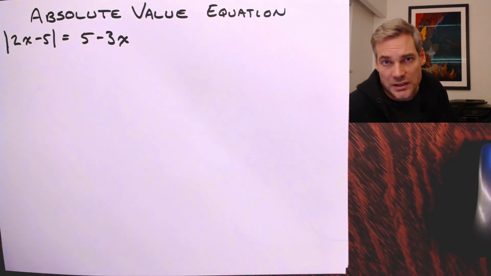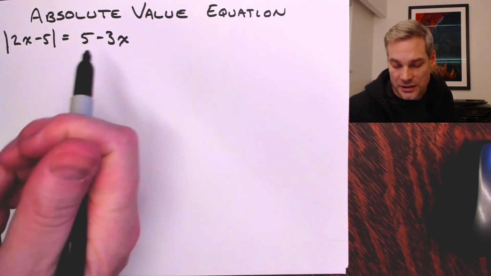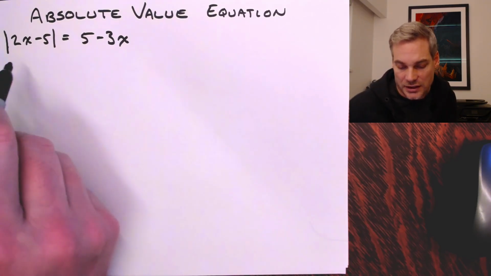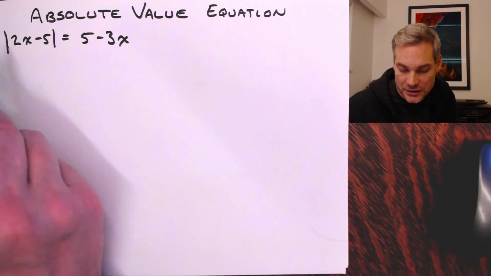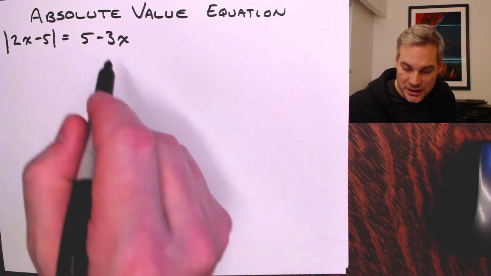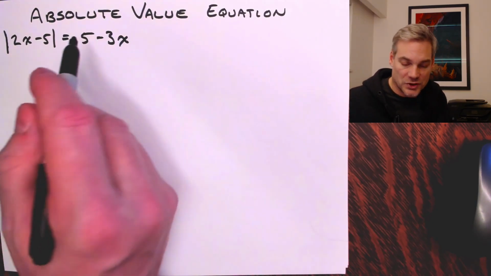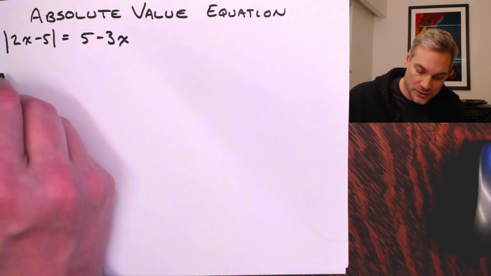Hey, so in this video, we're going to go over an equation with an absolute value on one side and a line on the other. So this is kind of just saying, when does this absolute value, which is the V shape, intersect a line? So let's go through and we'll write this out.